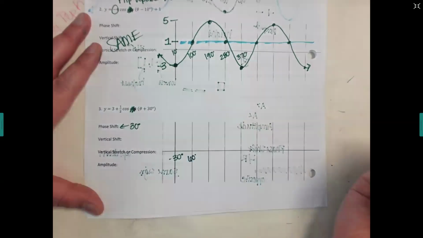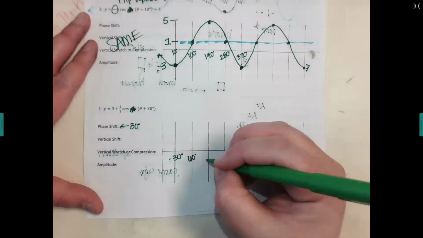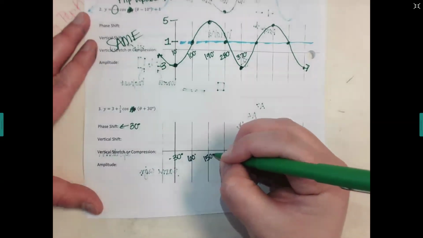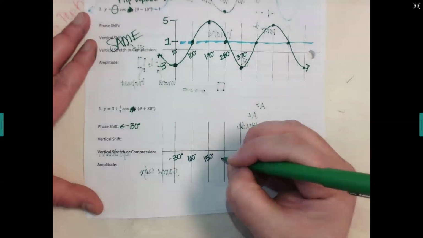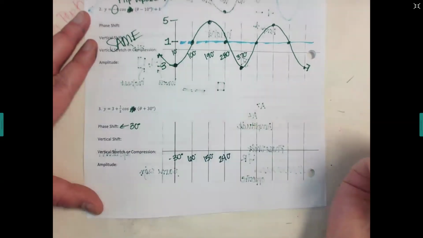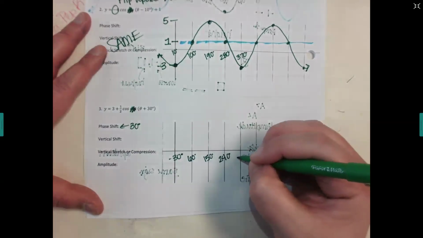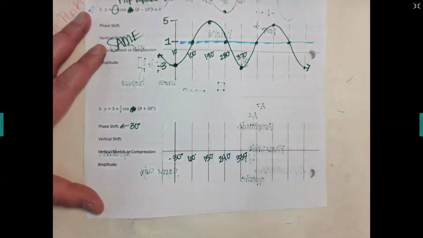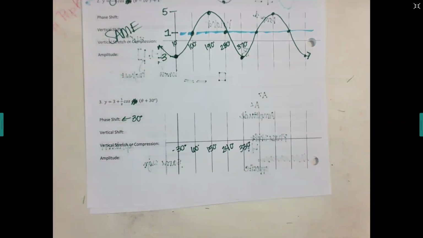60. Add 90 again. What's the next one? 150. Add 90 again. 240. And then last one, add 90. 330. Very good. Because I'm not starting at 0, it still takes me 360 degrees, but I'm going to end at 330 because I started at negative 30, if that makes sense.